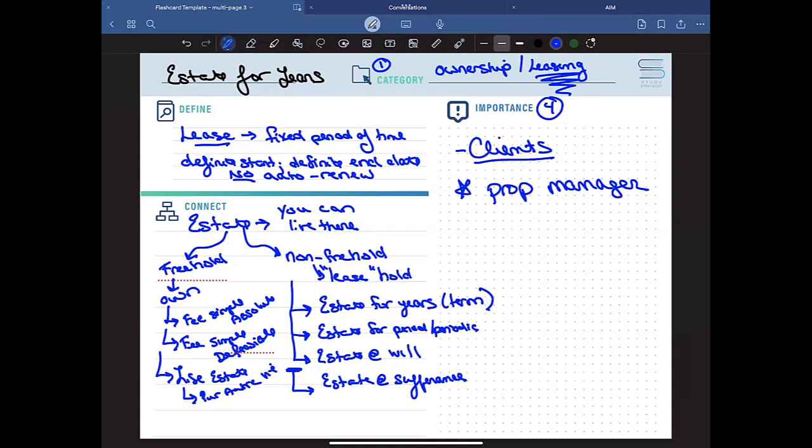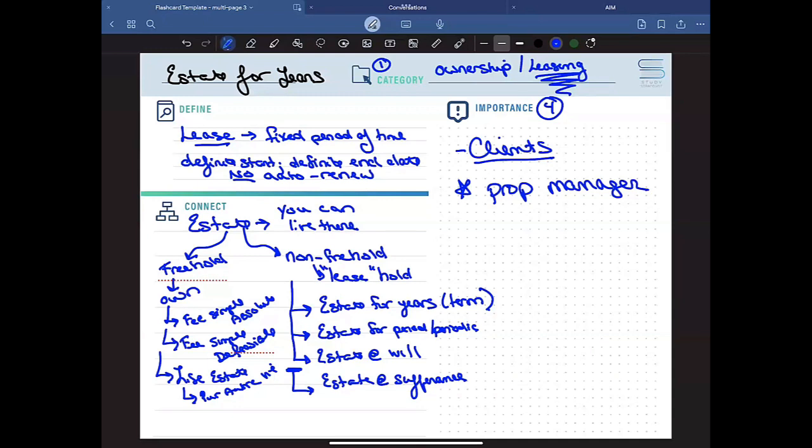What I think about when I think about this is when people are buying and selling houses. And sometimes the seller's like, okay, I need more time. Buyer, go ahead. You can buy the house on January 15th, but you're going to let me stay for a month afterwards. That is a great time for an estate for years versus an estate from period to period. If you're the buyer, you're like, oh, yeah, I can give you 30 days. I can give you from January 15th to February 15th. But on February 15th, guess what? You got to go.